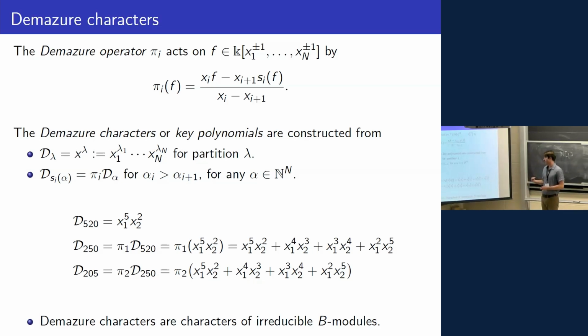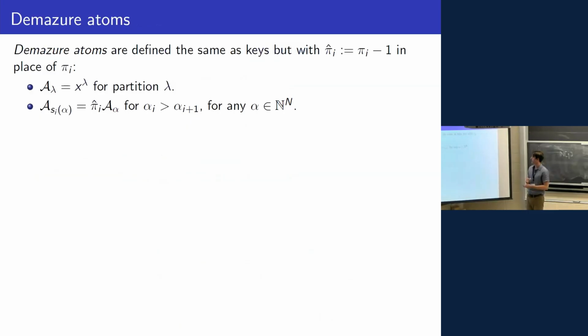And then sort of bear with me, I want to introduce one more family of non-symmetric polynomials that is closely related to these Demazure characters. And these are called Demazure atoms. So they're the same as the keys or the Demazure characters, except you replace everywhere you had a pi_i with a pi_i hat. Okay, so they have a little hat. And that's just pi_i minus 1. So you say, once again, it's indexed by a partition, it's just a monomial as such, and then you can compute it iteratively by applying the pi_i hats.